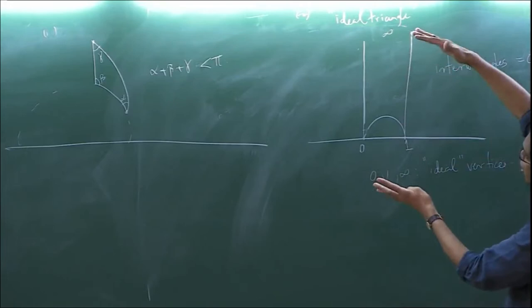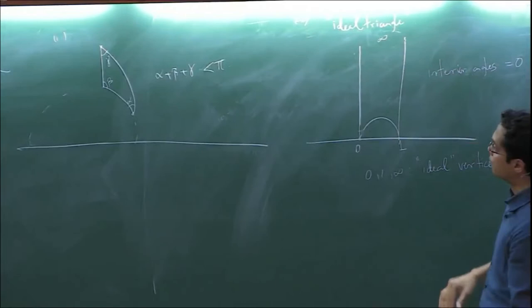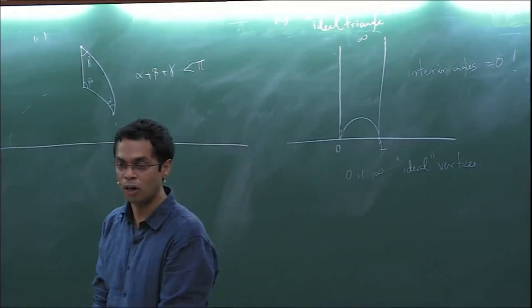Okay. And this picture, although these vertices are not in the hyperbolic plane, you can pick triangles inside the hyperbolic plane which kind of converge to this kind of ideal picture, right? So the interior angles can be arbitrarily small, not just less than pi, they can be really small. Okay? So this is a curious fact.